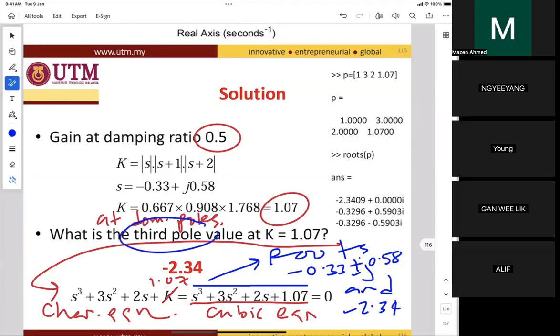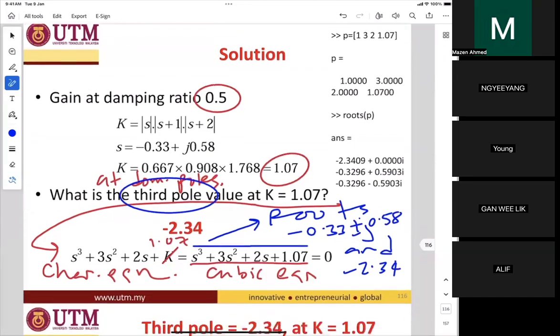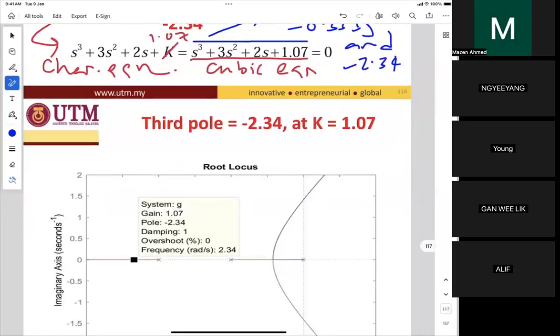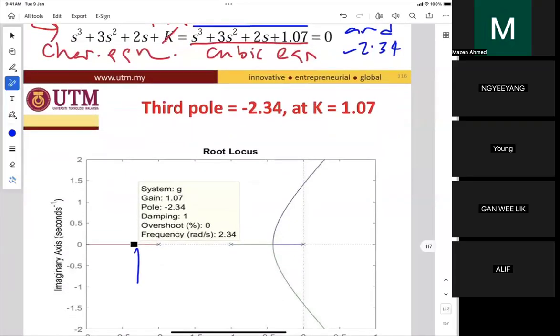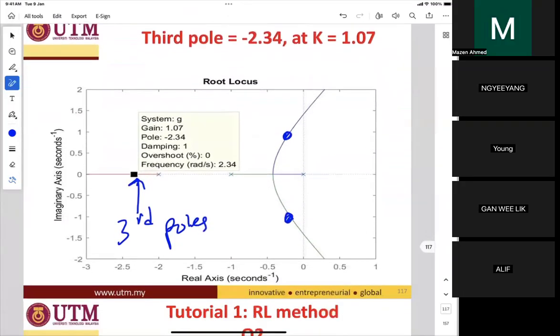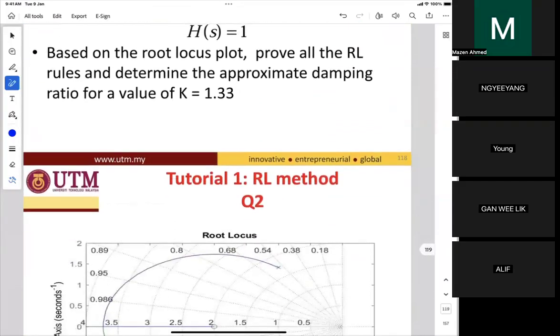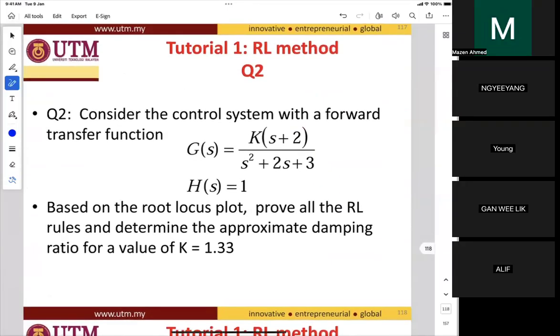Third pole. That is how you calculate the third pole. It is located over here. Dominant pole over here, the complex conjugate pair, and the third pole is minus 2.34. Okay or not? Okay.